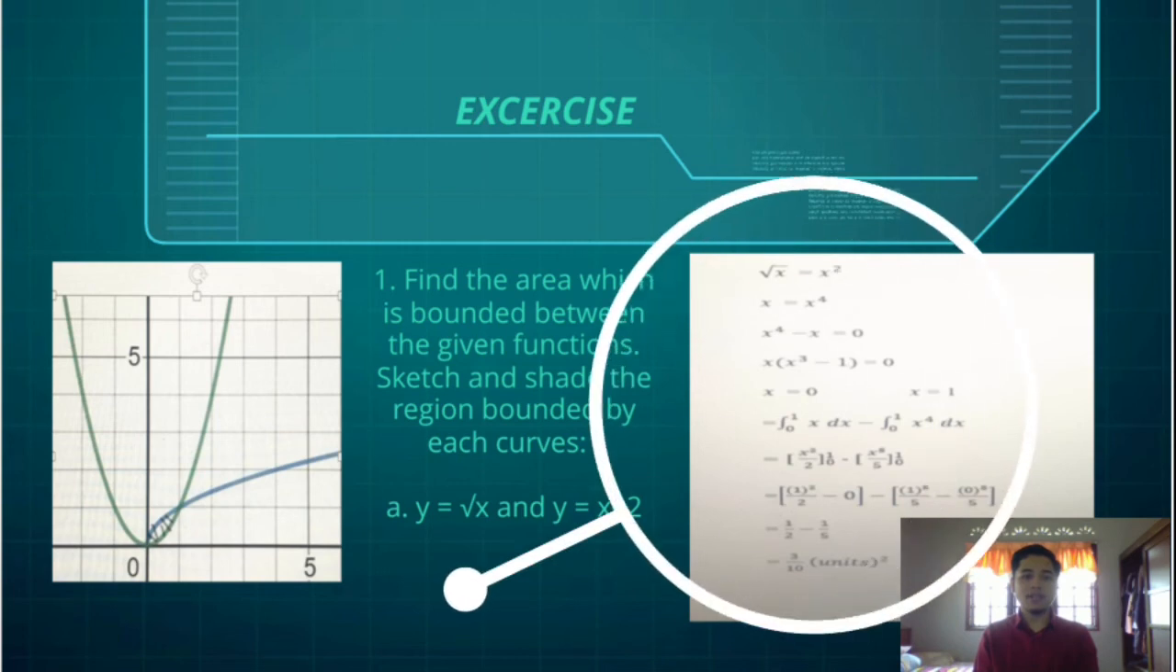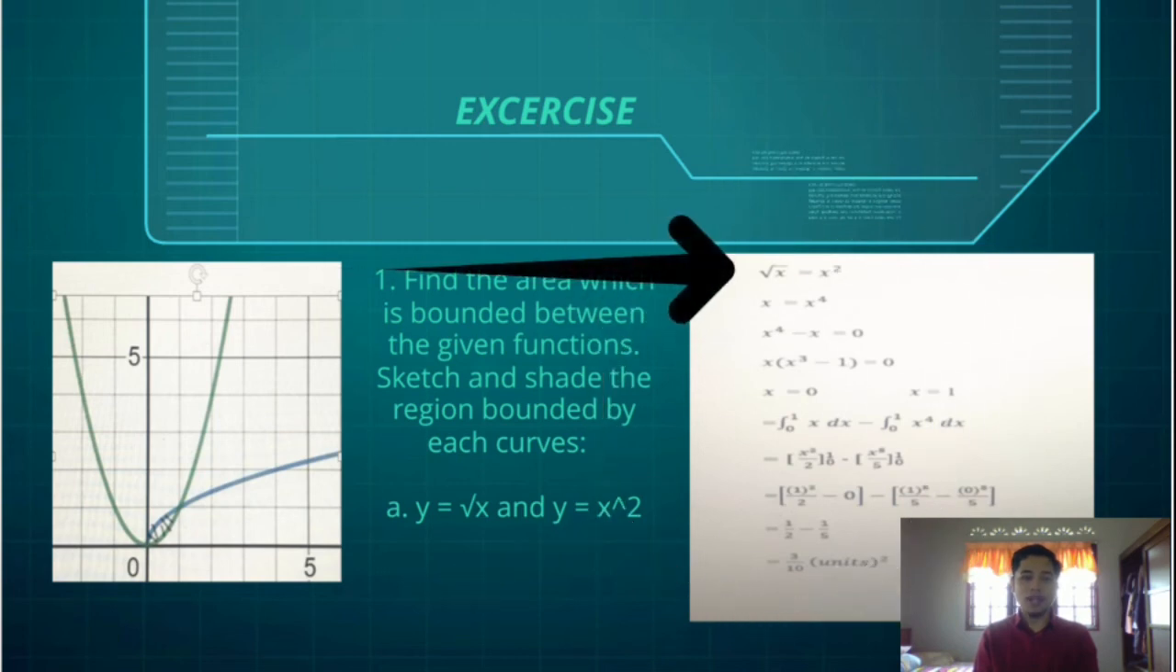So you can set x equal to x squared. Then you must remove the square root by squaring both sides. Then you will get x equals x to the power of 4. Then you must gather all the terms on one side, and you will get x to the power of 4 minus x equals 0. Then factorize and you will get x multiplied with x to the power of 3 minus 1. Then you will get x equals 0 and x equals 1.